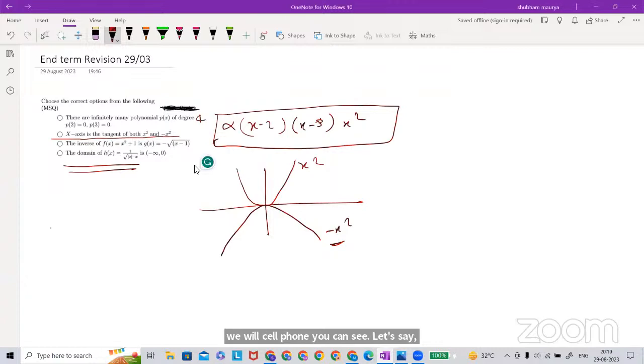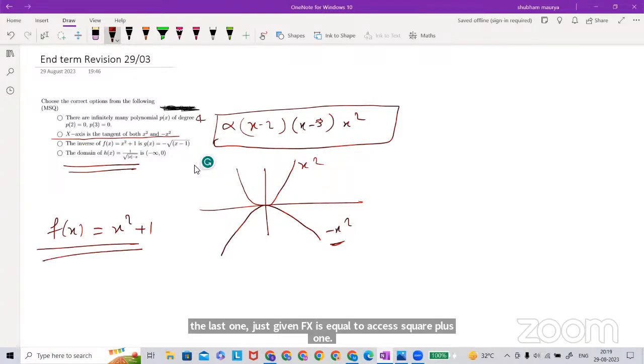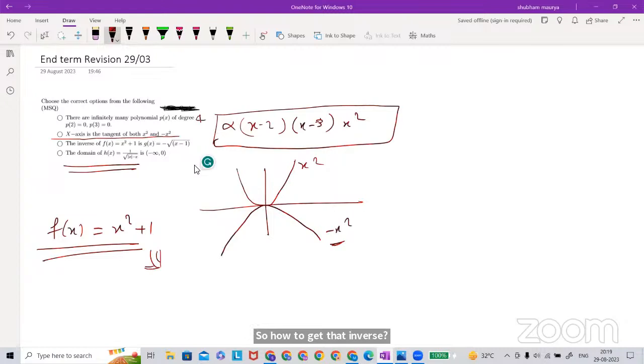Now, the last one: it is given f(x) is equal to x squared plus 1. So how to get the inverse? If you want to find the inverse, first you have to check whether the function is one-one or not. Then we can get the inverse. We can talk about the inverse when the function is one-one. So we have to fix some domain, either the positive side, 0 to infinity, or the negative side, then the inverse will exist.